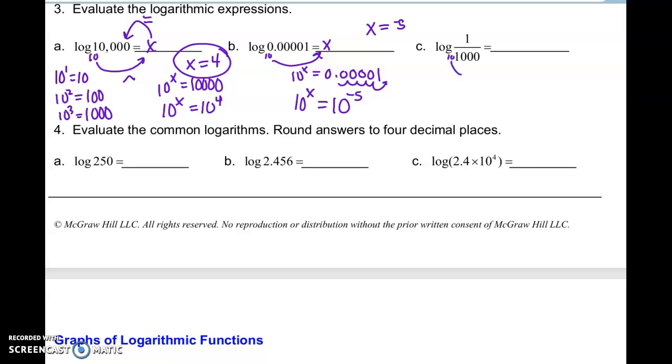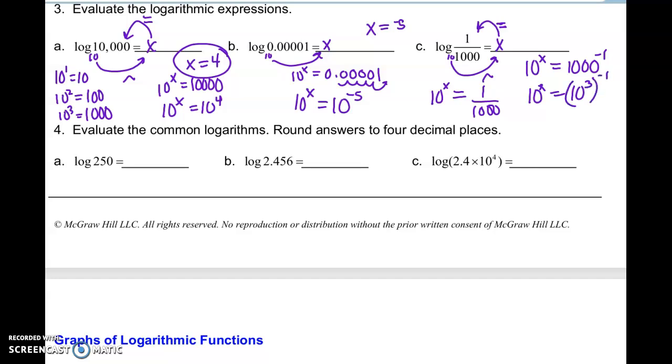And then the last one, base of 10 raised to the answer is equal to 1 over 1,000. So I'm going to say 10 to the x is the same as 1 over 1,000. Well, rewrite this, that would be 1,000 to the negative 1st power. And rewrite the 1,000, it would be 10 cubed. And a power raised to a power, you multiply those exponents to get 10 to the negative 3rd. So the missing value here would be negative 3.